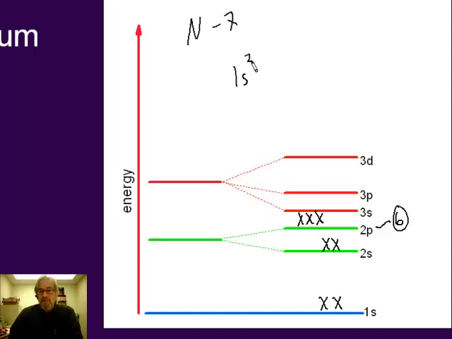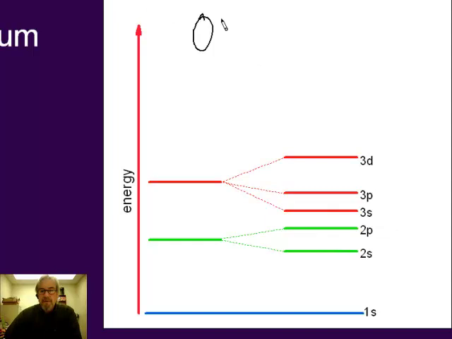1s has 2, 2s fully occupied with 2, and 2p is partially occupied with those 3 electrons. 3 and 2 is 5, and 2 is 7, so my check turns out to verify what I've done. There's the electron configuration notation for nitrogen.